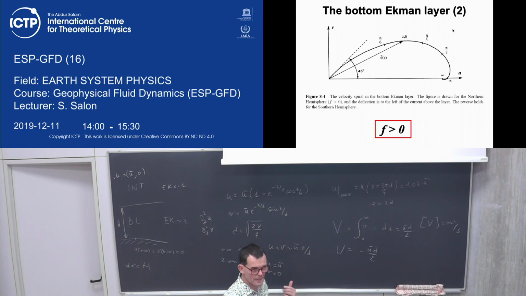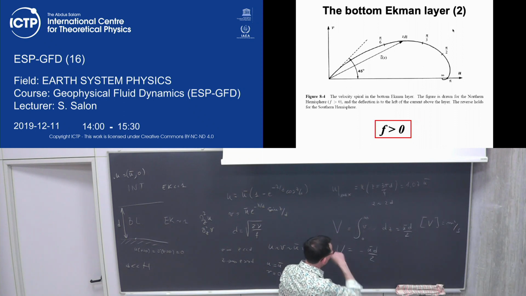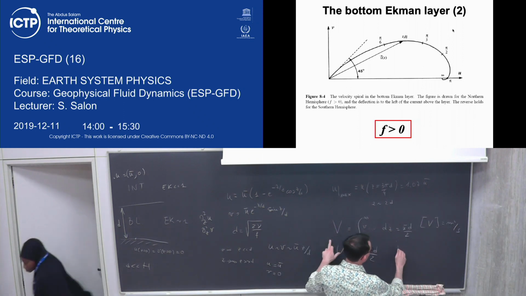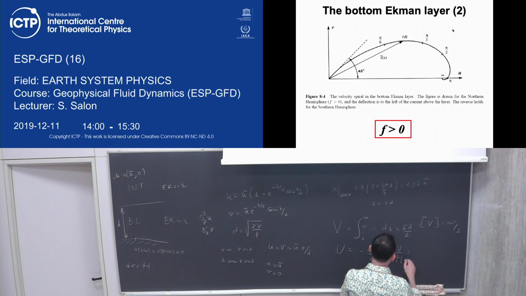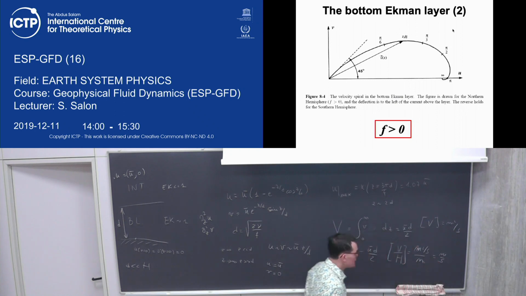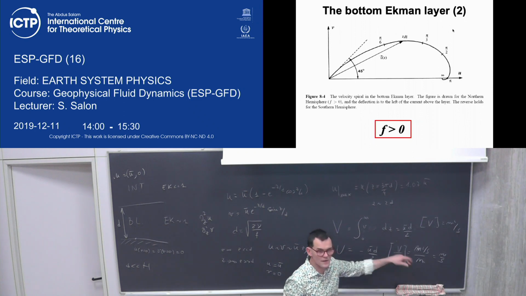So what is the average effect of the velocity field over the entire fluid column? Mathematically speaking, it is an integration, but you can consider this. If you consider V over capital H, dimensionally this is square meter per second over meter, right? So it's meter per second. So V over H, the transport divided by H, is the sort of average velocity.